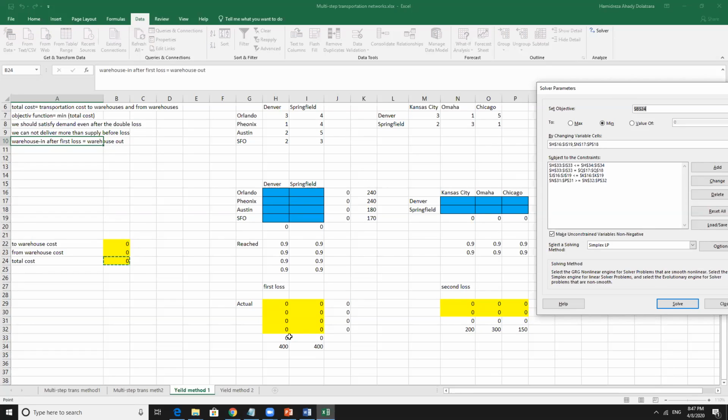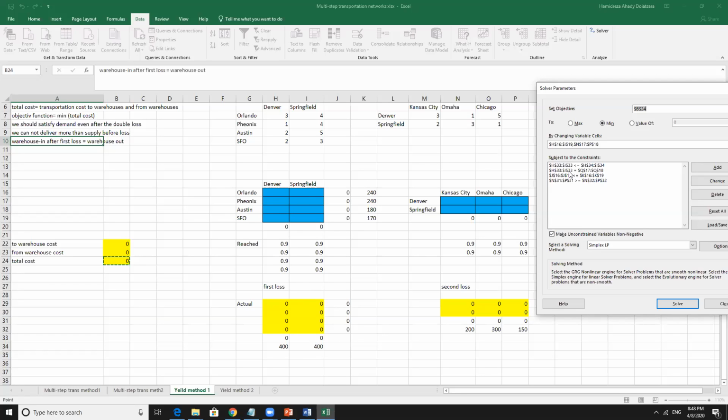So these two should be less than H34 and I34. What does it mean? Whatever I deliver to the warehouse should be less than warehouse capacity, which is 400. And you know, this summation of those warehouse deliveries is already affected by 10% loss, because I multiply the blue one by 0.9 and I get this here.